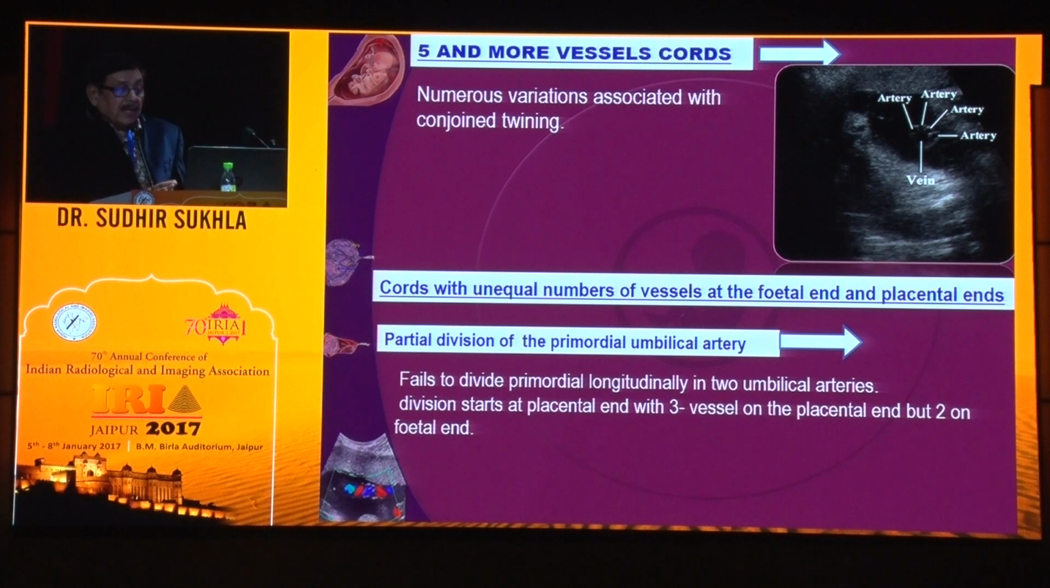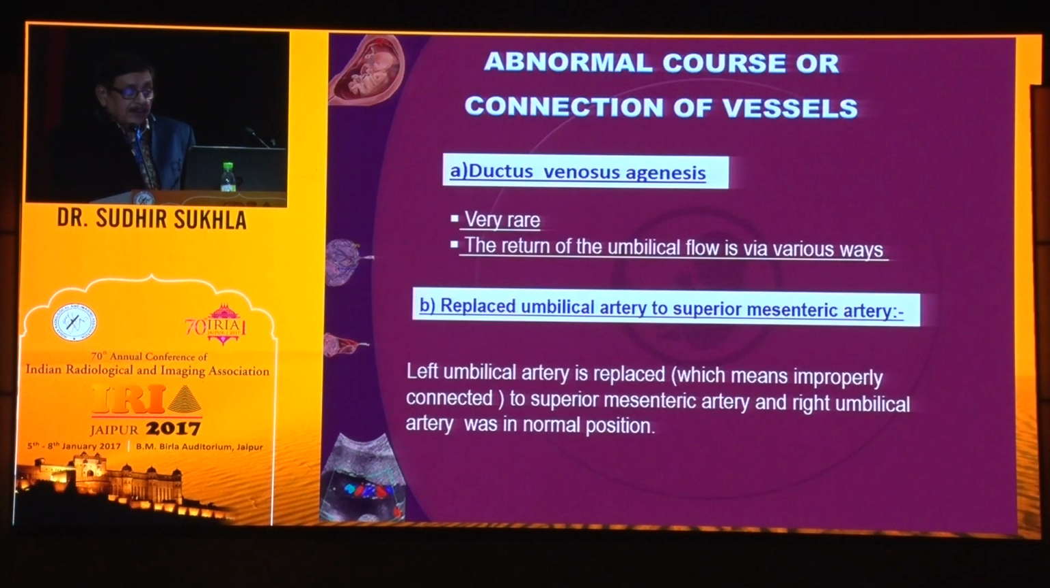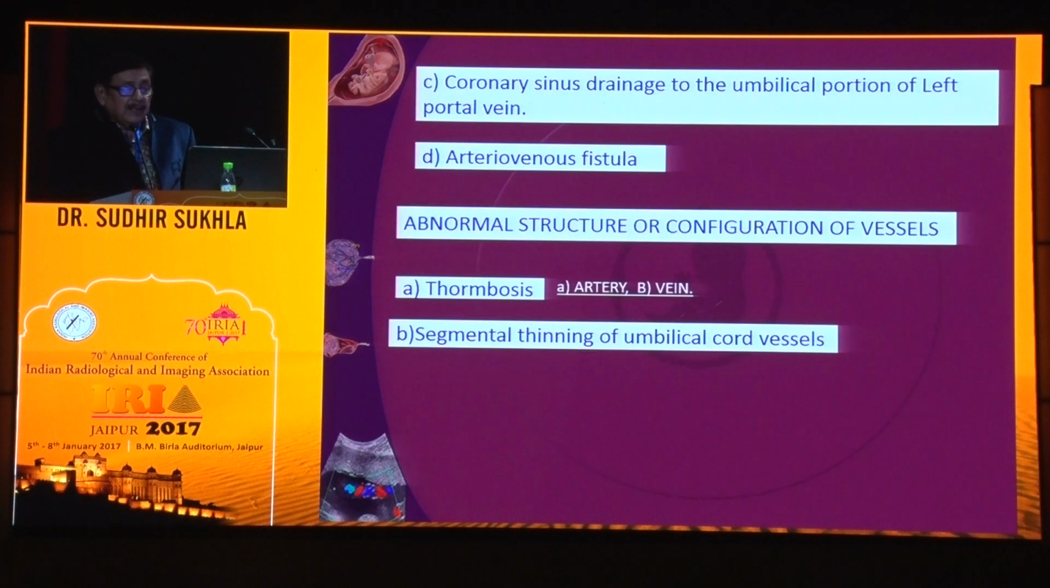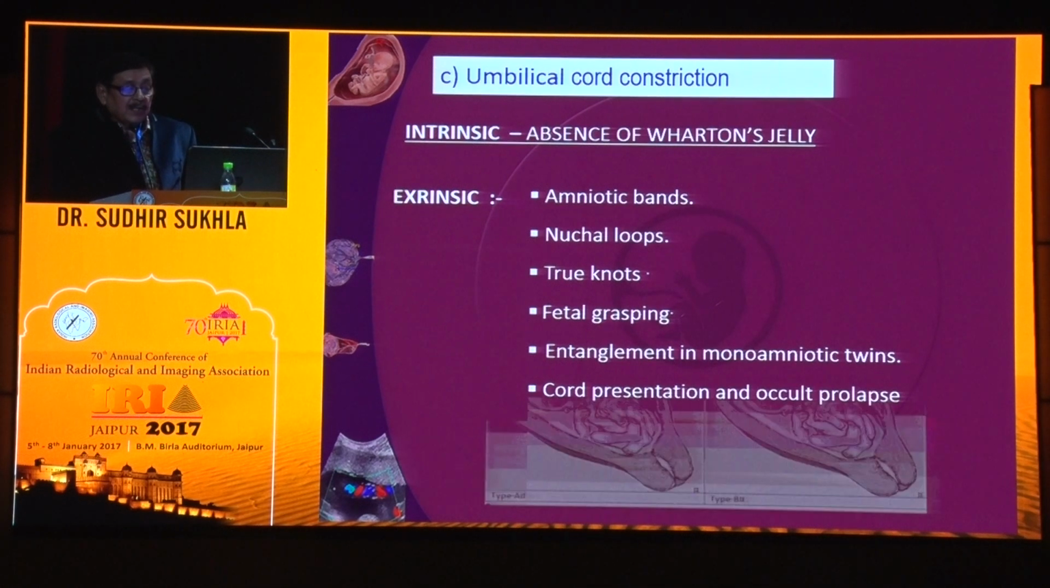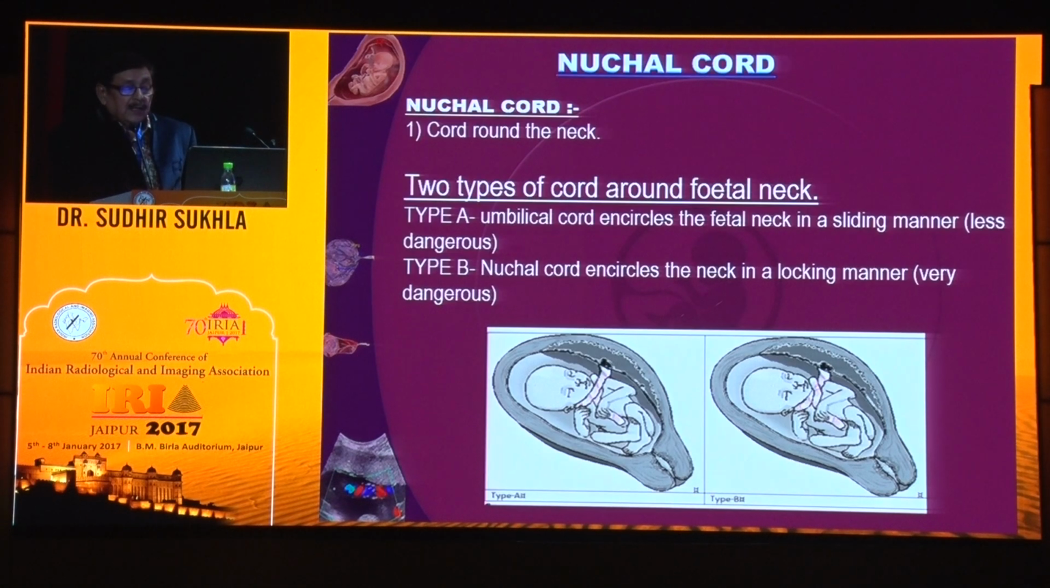Division starts at the placental end, and if it fails to divide, you will get a 3 vessel cord at the placental end and a 2 vessel cord at the fetal end. This is very important. We must assess at multiple levels. Then the abnormal course and connections of vessels, there are many. And then umbilical cord constrictions, there can be intrinsic and extrinsic, nuchal cord around the neck.